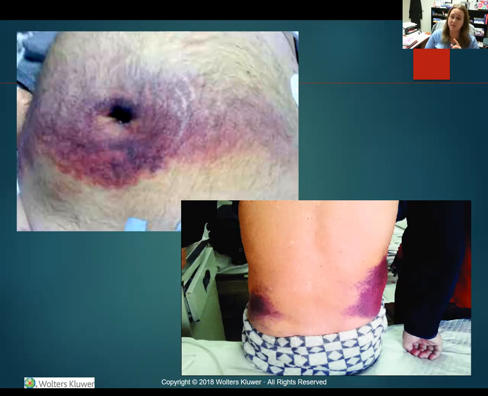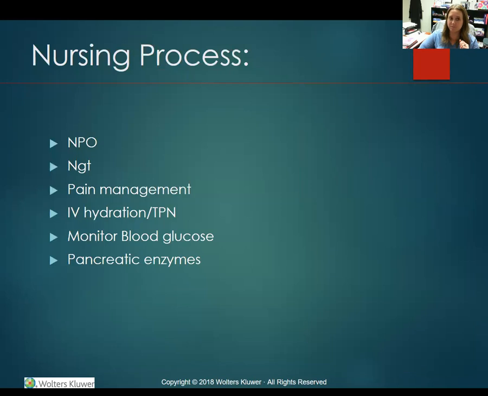So we're going to watch those amylase and lipase labs and expect them to be elevated in the pancreatitis patient. So what's the nursing process? NPO, we gotta allow that pancreas and that GI tract to rest. Anything that you take in is going to stimulate that digestive process and that release of amylase and lipase from the pancreas. We've got to cut off any intake by mouth to let the GI rest. So no stimulation, no extra enzymes.